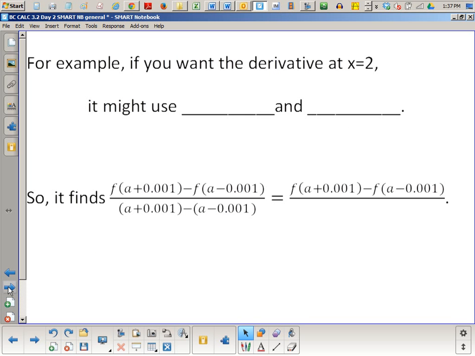So like I was saying, if you chose x equals 2 as a place to find the derivative, it would probably use 1.999 and 2.001. And it would follow this calculation down here. It'll take f of 2.001 and f of 1.999 and then subtract them, and then divide by 2.001 minus 1.999.